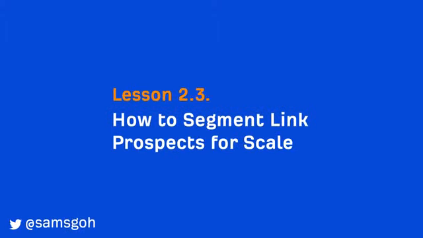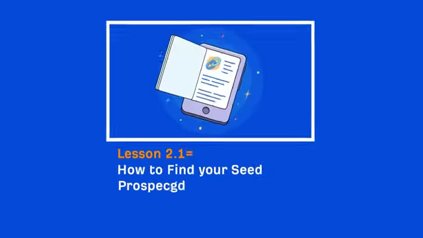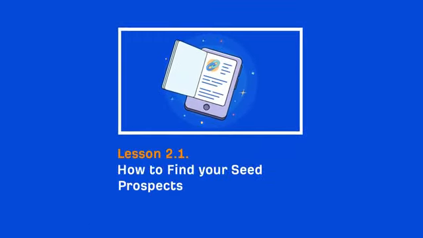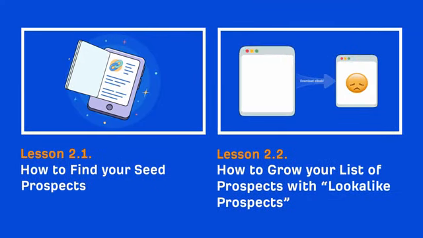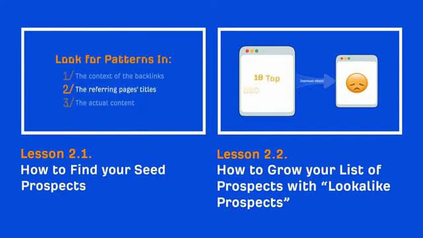In this lesson, we're going to talk about segmenting your link prospects so you can send personalized emails at scale. And we'll basically be putting together the pieces from lesson 2.1 on finding seed prospects and lesson 2.2 on finding lookalike prospects. So if you haven't watched those yet, then I highly recommend doing that before you continue.